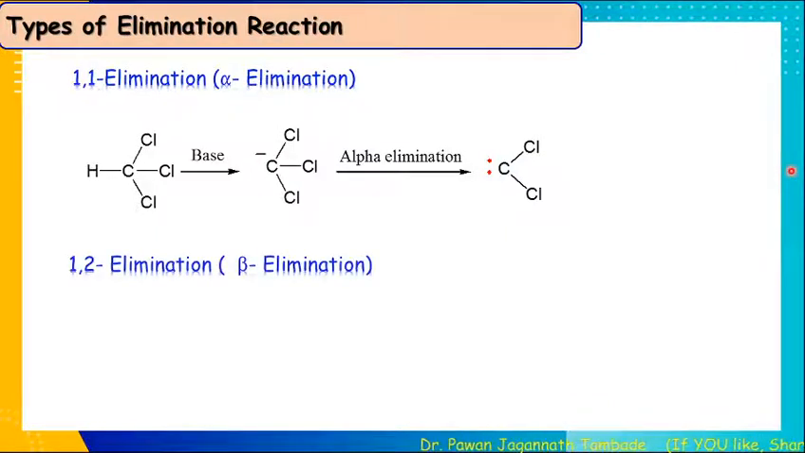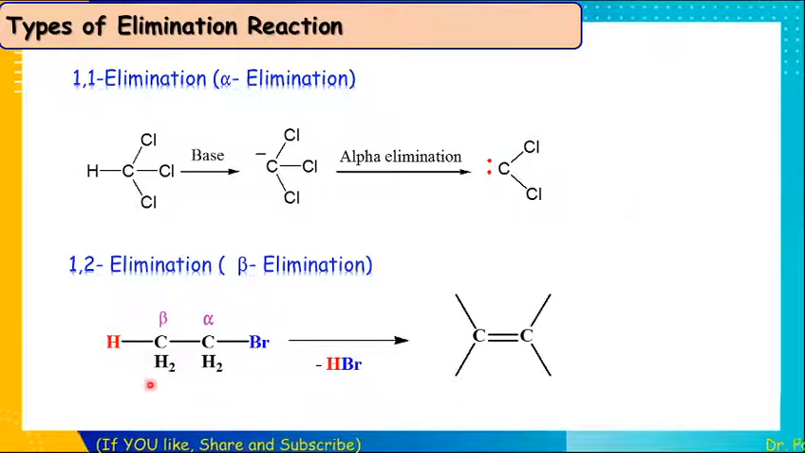The second type is 1,2 elimination or beta elimination reaction. In 1,2 elimination reaction, the atom or group of atom are removed from neighboring carbon atoms. Such reaction is called as 1,2 or beta elimination reaction. For example, look at this molecule. When this molecule is reacted with some base or heated, then this hydrogen and Br are eliminated, are removed, and we will get alkene as a product.